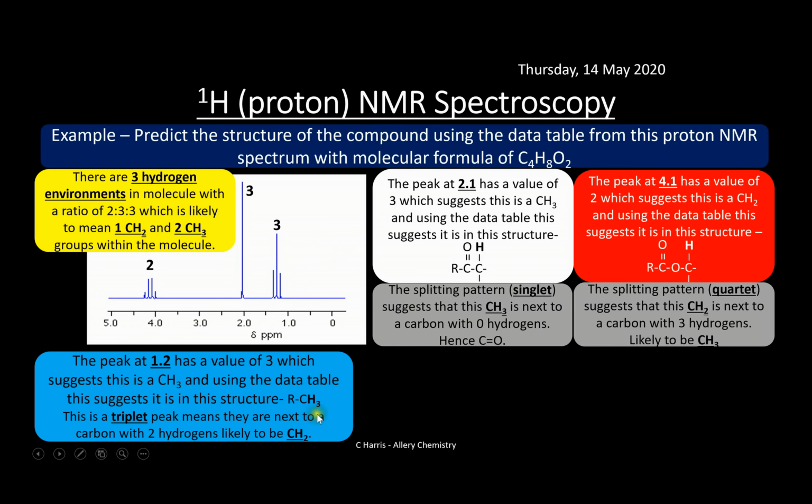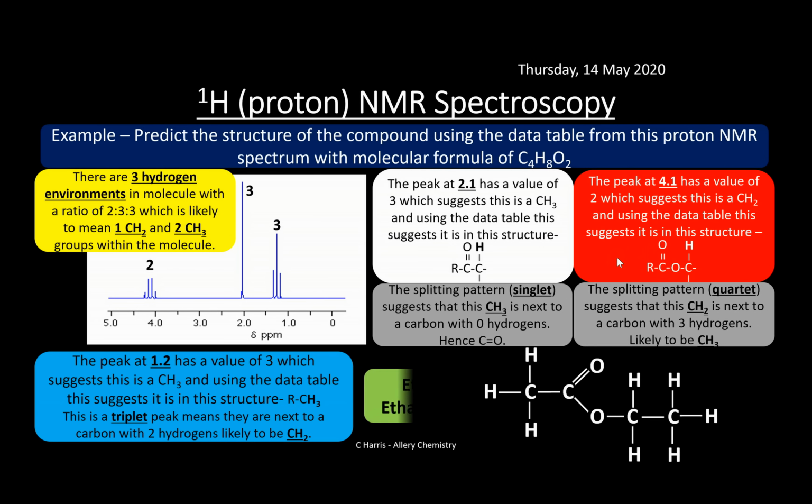It's a triplet peak, which means it must be next to a carbon with 2 hydrogens, okay? So it's likely to be a CH2. Now, we've already identified a CH2 here. So this CH3 that we're talking about is bonded to another carbonyl group, so possibly it could be on the end here. So we could have a CH3 stuck on the end there, next to this CH2, and then we've got a CH3 here on the end, okay? So let's put all this together. So there it is, ethyl ethanoate, circling the different peaks.